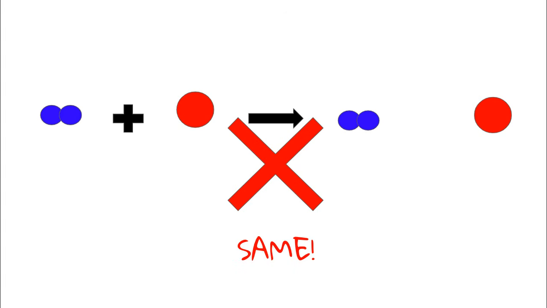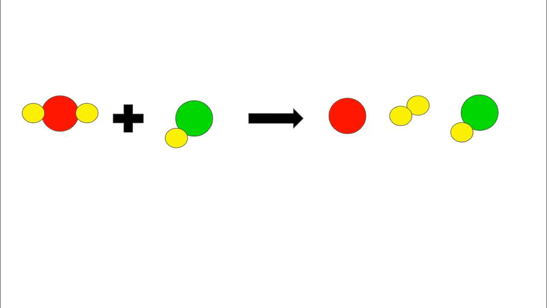Okay, here's another one. This next one's going to be a little tricky. Go ahead and look at your products and your reactants. Decide whether this is a chemical reaction or if it is not a chemical reaction. This is a tricky one. Think carefully.